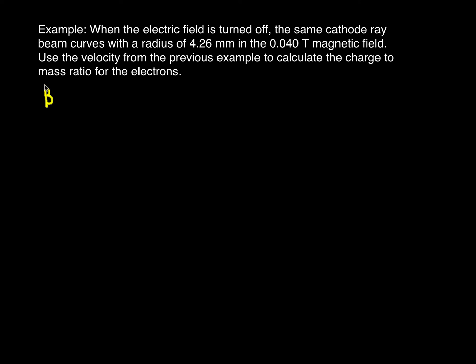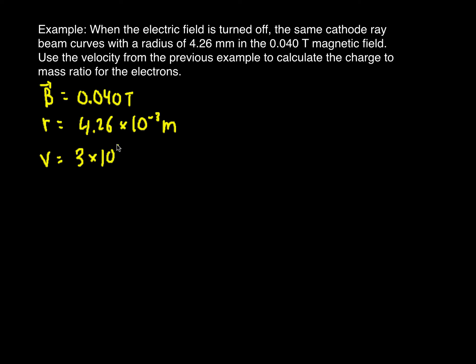We're given the same magnetic field, which is 0.040 teslas. The radius of curvature of the electrons, when they're in the magnetic field, is 4.26 millimeters, which is 4.26 times 10 to the negative 3 meters. The velocity is the velocity we found in the previous example, 3 times 10 to the 7 meters per second. The charge-to-mass ratio is equal to V over BR.